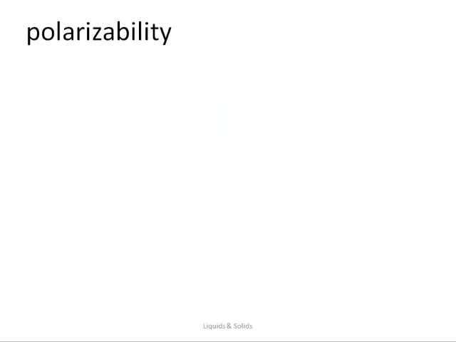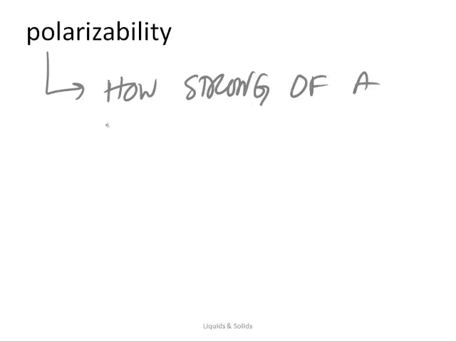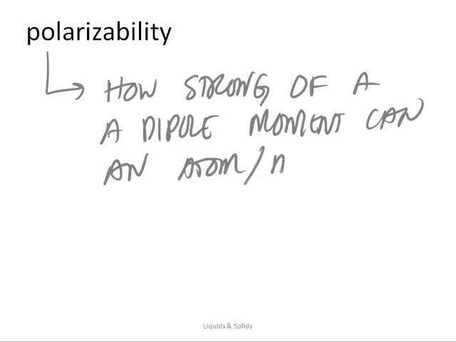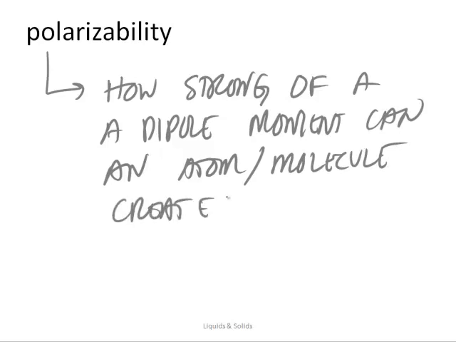The second way that dispersion forces can build up is polarizability, or how strong of a dipole moment an atom or molecule can create, for instance an instantaneous dipole moment. And it happens to be that the higher the number of electrons, the more polarizable.